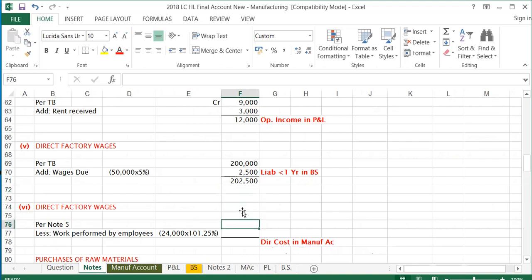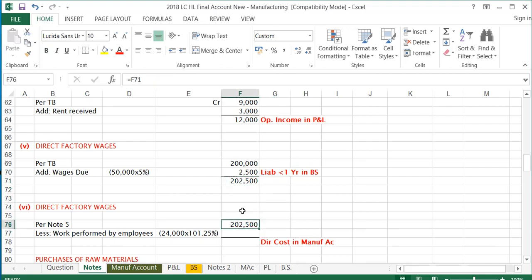So we can see here direct factory wages first of all. Now, just previously, just have a look at this before we move on. The 2,500 that is still owed will go as liabilities less than 1 year in the balance sheet. And the full amount, I haven't said where that went yet because we're changing this now. We'll see where it goes.